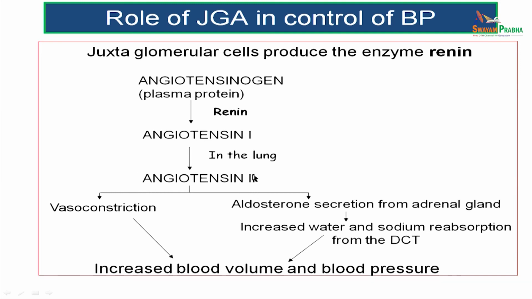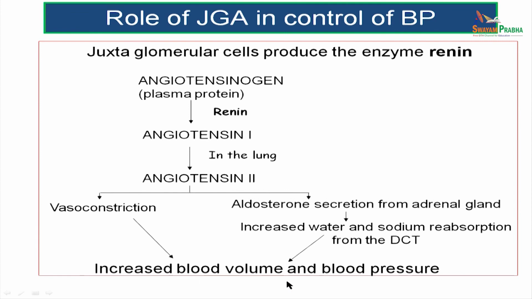Please note this angiotensin 2 is the one which is going to increase the blood volume and blood pressure. We have already told you that the blood pressure has fallen, less glomerular filtrate. So, the blood pressure has to increase, the blood volume has to increase. So, this occurs because of renin secretion, conversion of angiotensinogen to angiotensin 1 into angiotensin 2. So, this angiotensin 2 acts by two ways. One is by vasoconstriction that results in increased blood volume and blood pressure. Second is it stimulates the adrenal cortex to produce aldosterone.